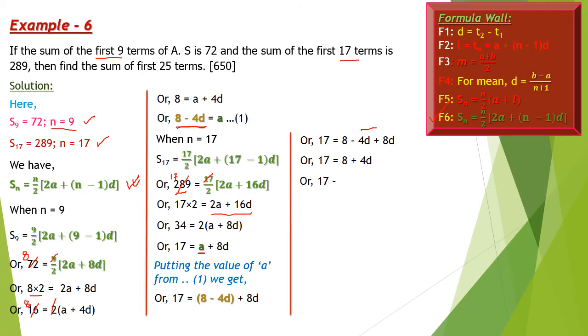Or 17 minus 8 equal to 40, which is 17 minus 8, that is 9 equal to 40. 9 by 4 equal to d. Now we have the value of d, so we can substitute the value of d in equation 1 and we get the value of a.